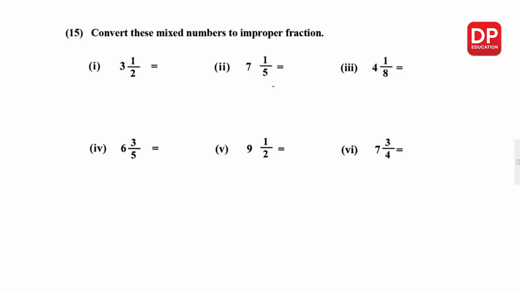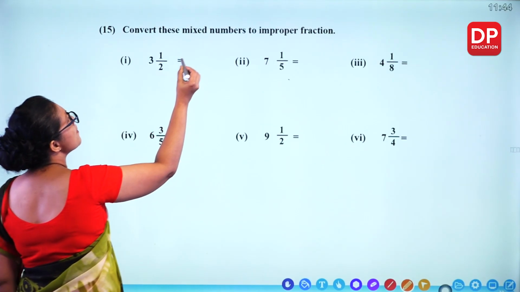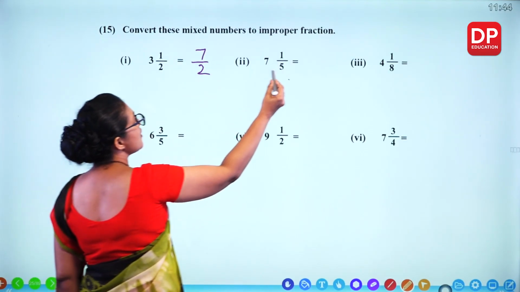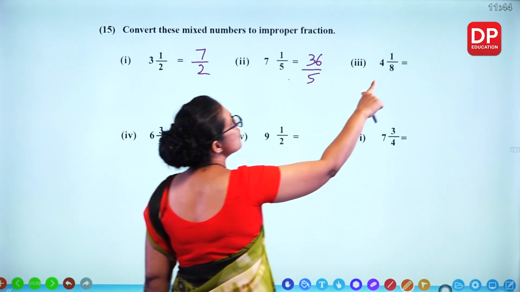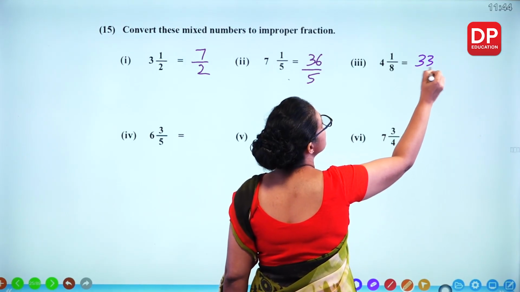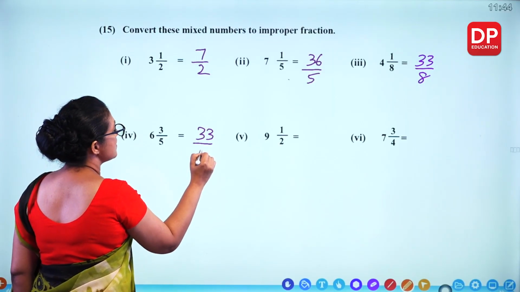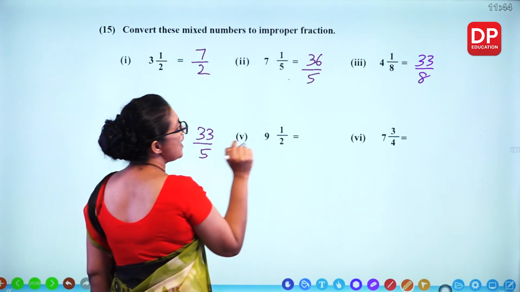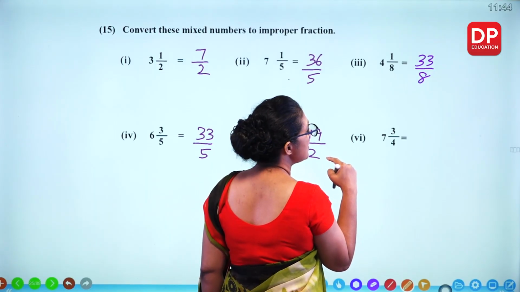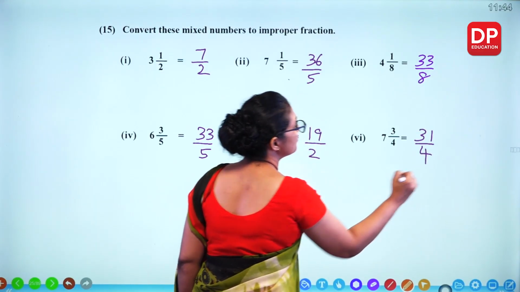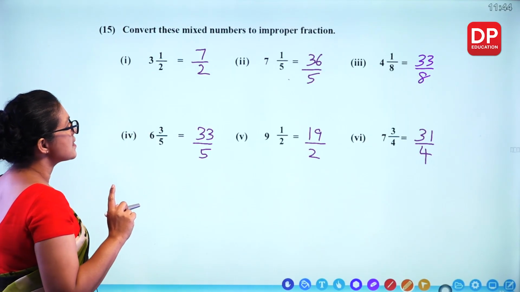Now the other way around, convert these mixed numbers to improper fractions. Multiply 3 times 2, 6, 6 plus 1, 7. 5 times 7, 35 plus 1, 36. 4 times 8, 32 plus 1, 33. 5 times 6, 30. 30 plus 3, 33. 9 times 2, 18 plus 1, 19. 7 times 4, 28 plus 3, 31. Now you know how to convert mixed numbers to improper fractions.